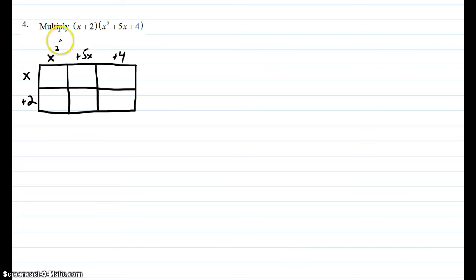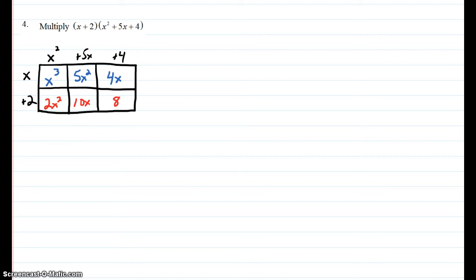So x times x squared gives me x cubed. X times 5x gives me 5x squared. X times 4 gives me 4x. Now we multiply the 2 by everything on top. So 2 times x squared gives me 2x squared. 2 times 5 gives me 10x. And 2 times 4 gives me 8.